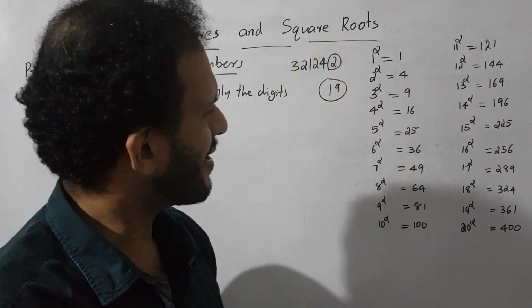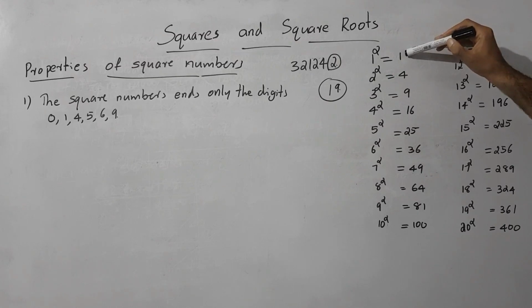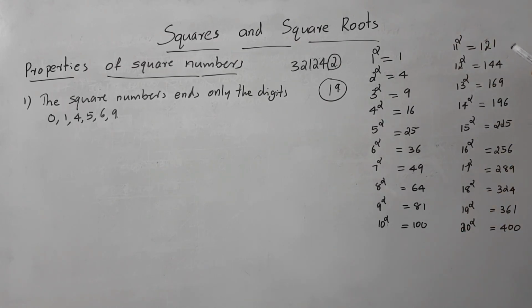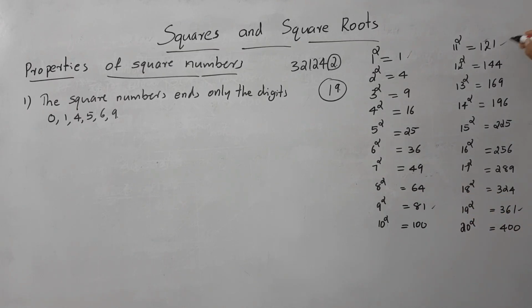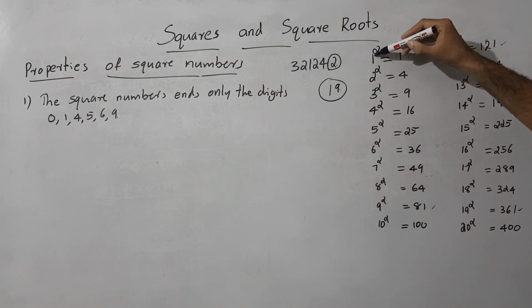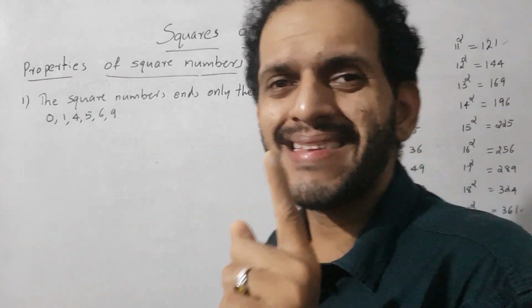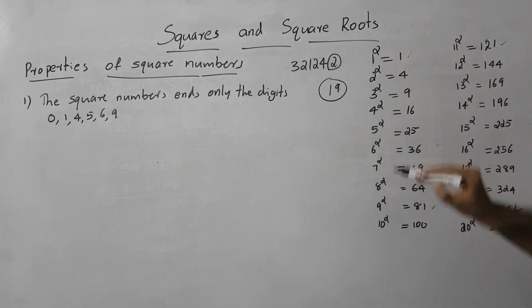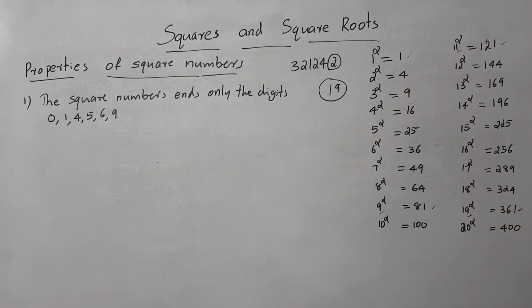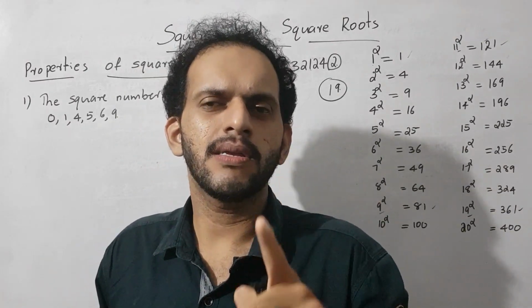Here, the square numbers end in some digits. That means the square numbers end in the digits 1. The square roots end in 1 or 9. Correct? 1 or 9. That means if a number ends in the digit 1 or 9, the square ends in the digit 1.